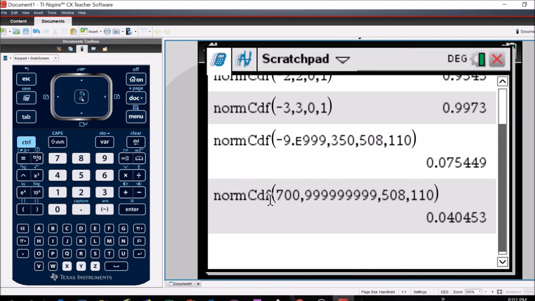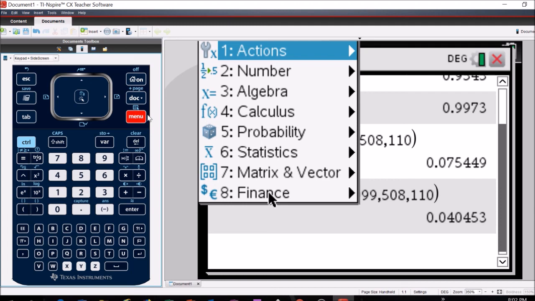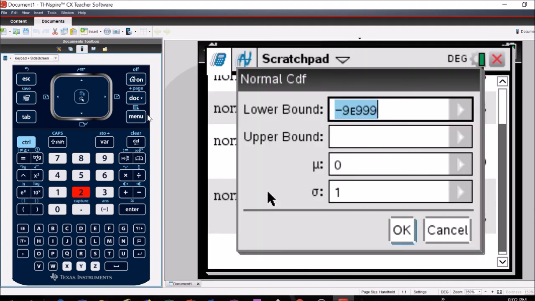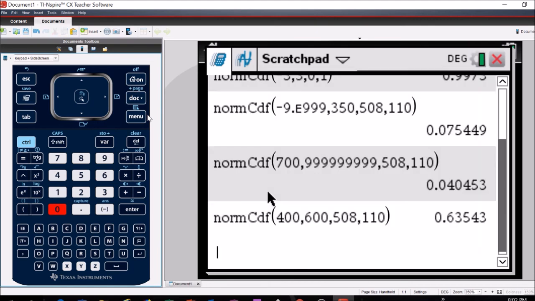All right, and the third question. We're going to figure out what percentage of students scored between 400 and 600. That should be a higher percentage. I think more students score in that range than at the extremes. So 400 on the lower bound, 600 on the upper bound, 508 mean, 110 standard deviation. And yeah, that makes a lot more sense. So 63.5%, 0.5% of students, scored in that range.